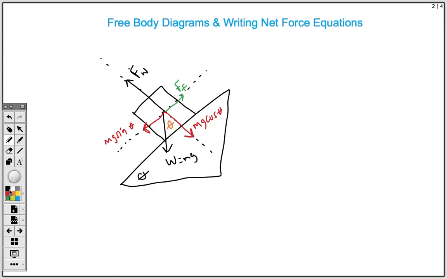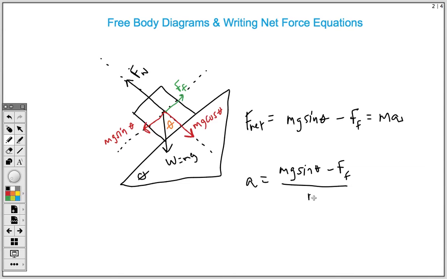We also said that we are going to assume some frictional force. So the question is, how are we going to write a net force equation for this block? According to Newton's third law, this normal force and this mg cosine theta are going to be equal and opposite to one another. So we're left with mg sine theta and the frictional force. So our net force equation is mg sine theta minus the frictional force equals the mass times the acceleration. If we wanted to solve for the acceleration, we once again would just put that net force equation on top, mg sine theta minus F_F, and divide by the mass.